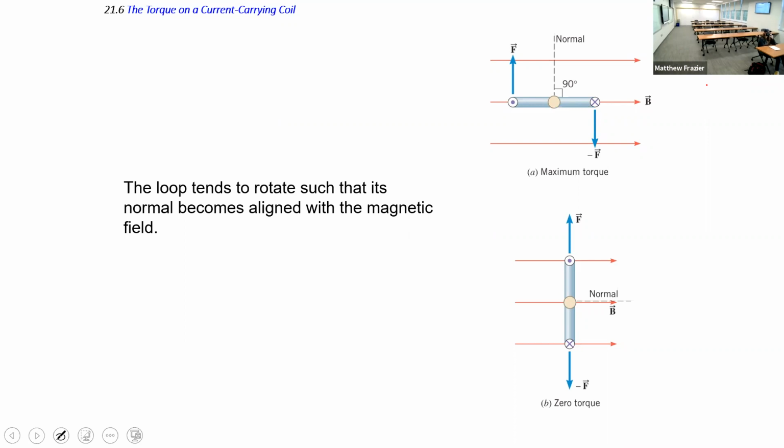So how do we make that useful? We figure out a way to stop the current or reverse the current when it's in the zero torque position. If we stop it, then it'll just keep going. It'll rotate because it has some velocity after it accelerated. And then once it's in a position where we can cut it back on, we cut it back on in the other direction and it'll feel torque again.